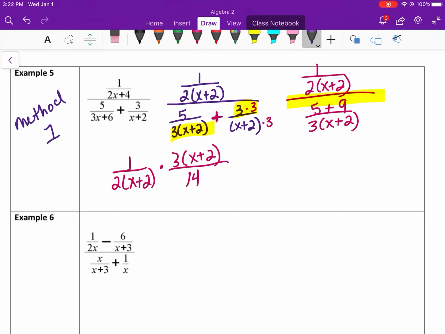So when I multiply, this becomes all one big fraction. I can simplify x plus 2 divided by x plus 2. So then I get 3. 1 times 3 is 3. 2 times 14 is 28. And 3 does not go into 28. So that is the answer.